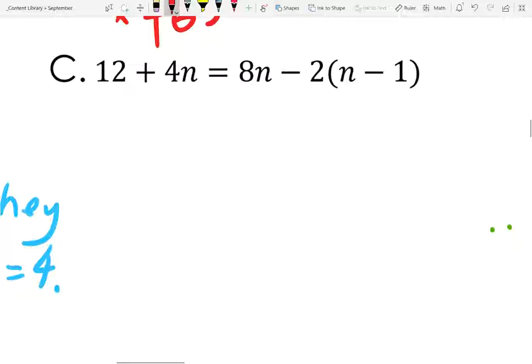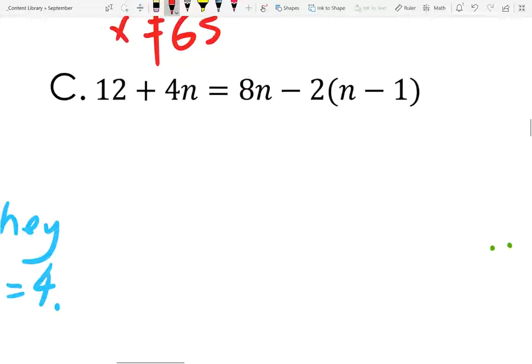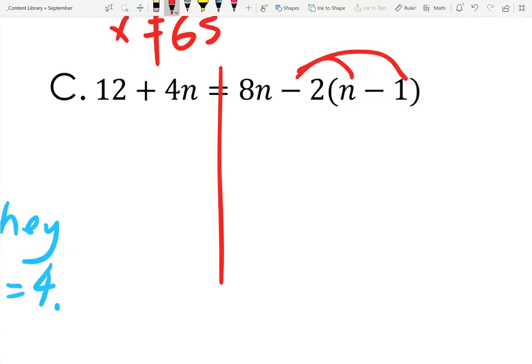And now we have one more, and this one's a very tricky one. This one's really important, though, that we get this one right. So when we start, we're going to have to first take care of the parentheses, which means distributing that negative 2. Negative 2 times n, and negative 2 times negative 1. Everything else is going to stay. 12 plus 4n is going to stay. 8n is going to stay. It's just this negative 2 has to get multiplied to the parentheses.